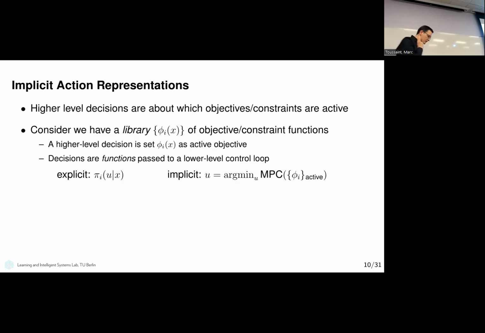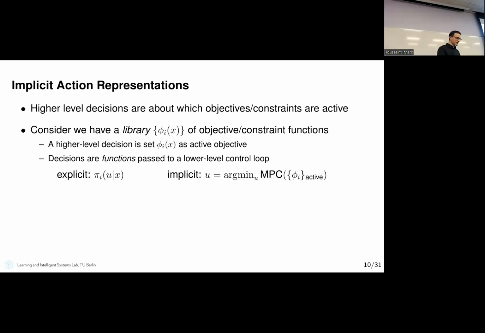And if we compare this to the view of skills, so motor primitives, skill libraries, here we would think that we actually have a library of these functions, of these objective or constraint functions. By the way, if some of you in the audience are more into inverse reinforcement learning or learning from demonstration, I'm calling them here objective and constraint functions that are going to be learned later, but they could very well also be reward functions. So you could think of that as being a library of reward functions. And a high-level decision, in a sense, is about which of these objectives are active right now.